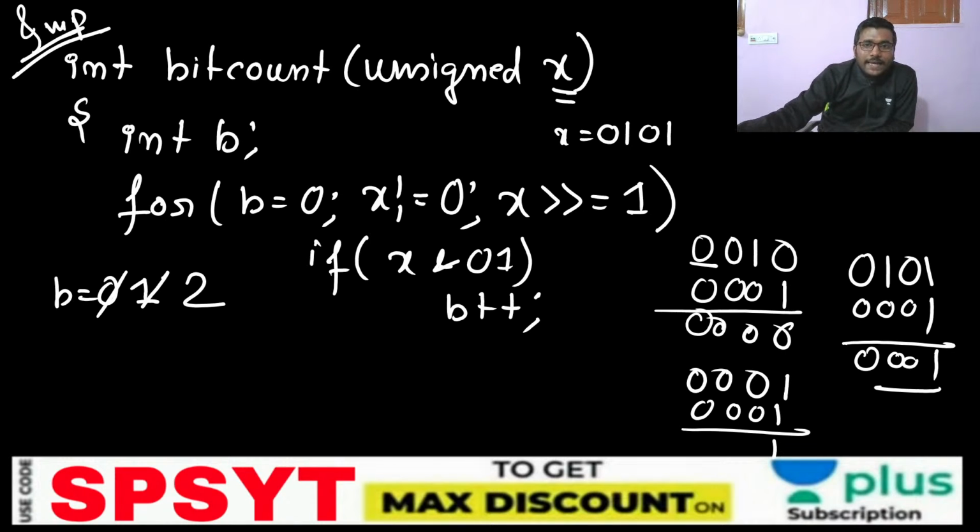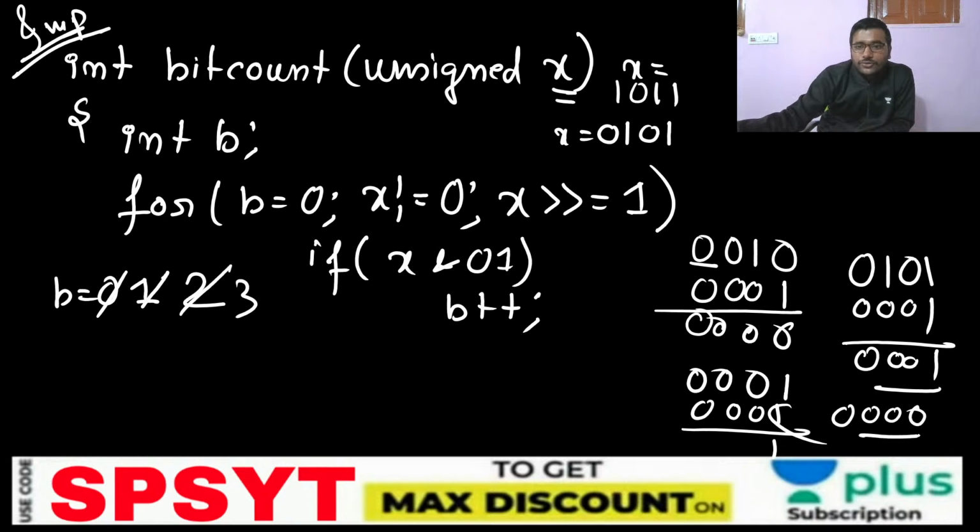Initially x was this, 1011. So you have done it and you get 3 again. So b is now 3. Now it will go there and do right shift. So you are going to have 0000. Is it equal to 0? Yes, it's equal to 0, so it will not go inside the body. So see, b is having 3. It has counted the number of ones. After that, it will return b.